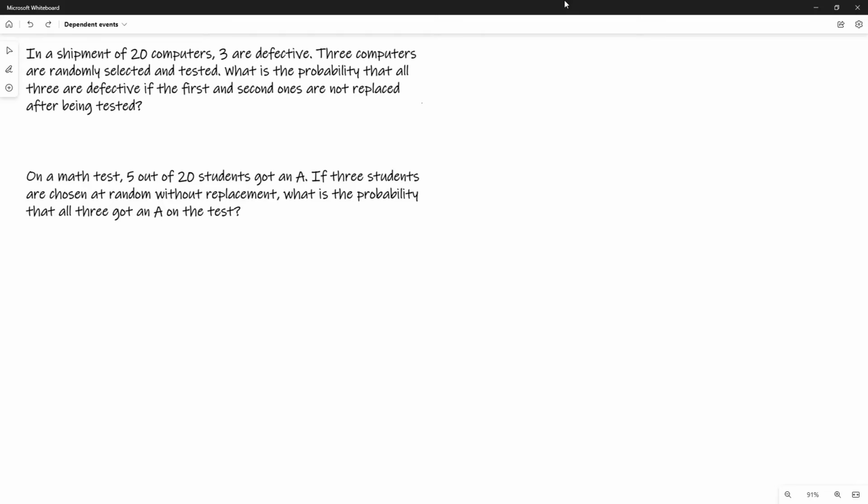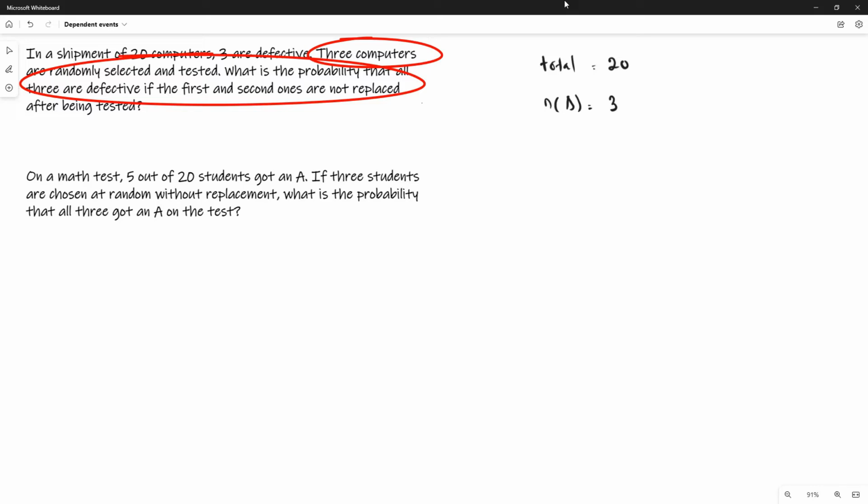So it was mentioned that we have a total of 20 computers, and 3 of them are actually defective. So the number of defective, ND, is equal to 3. Our question now says that 3 computers are randomly selected and tested. What is the probability that all the 3 are going to be defective?